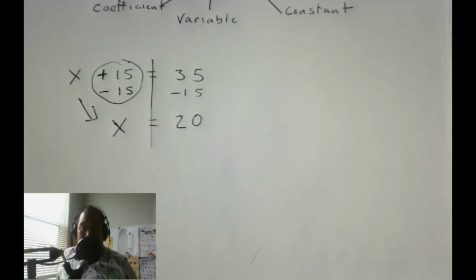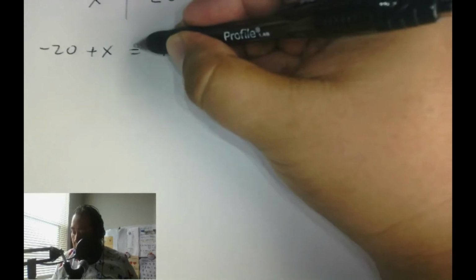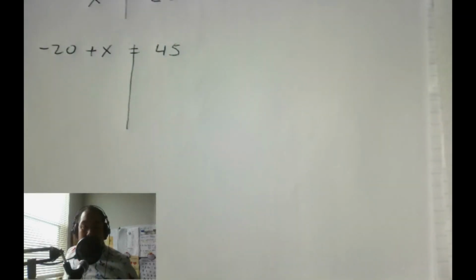Now let's go ahead and look at the next one-step equation. So in this next equation, I have negative 20 plus x equals 45. So my first step is I want to draw a line going straight down the equal sign to know that both sides are going to be equal. So that's my first step. The second step is I want to get rid of the constant in this problem. Now this one is a little bit different from the problem that we did on the last example. This time I have a negative 20 plus x equals 45.